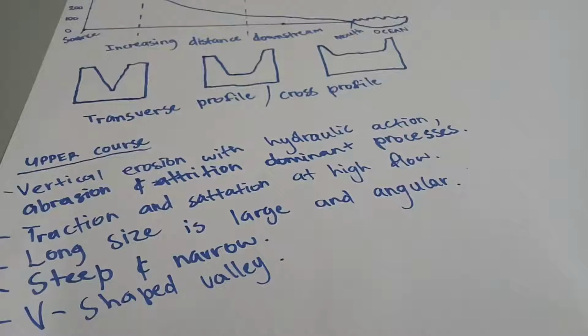and therefore this will cause the vertical erosion with hydraulic action. Yes, meaning that the vertical erosion can also cause the valley to be narrow. Yes, and that's why you're saying it's a V-shaped valley.